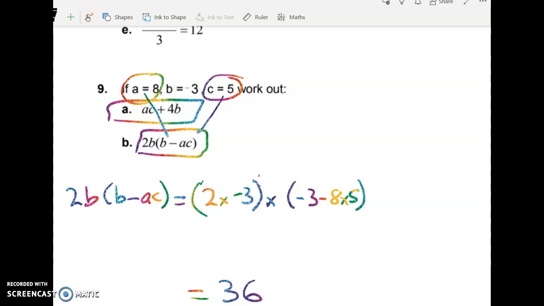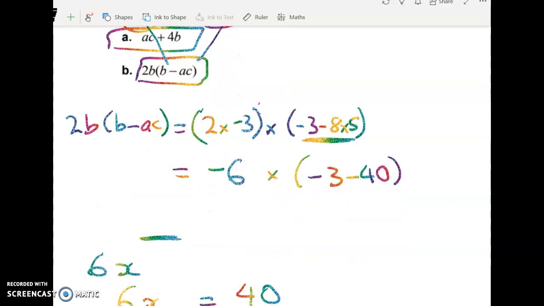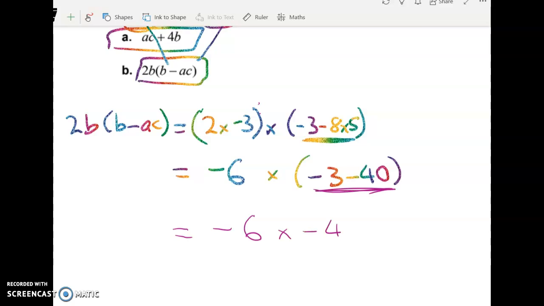Right, so let's now finish off this substitution. We'll work out what's in each bracket. So 2 times negative 3 gives me negative 6, times here, I'm going to leave the brackets first. I've got negative 3 minus 40, which gives me negative 43. Negative 6 times negative 43: a negative times a negative is a positive. 6 times 40 is 240, and 6 3s are 18, so it's going to be 258. Please let me know if I've made any mistakes.